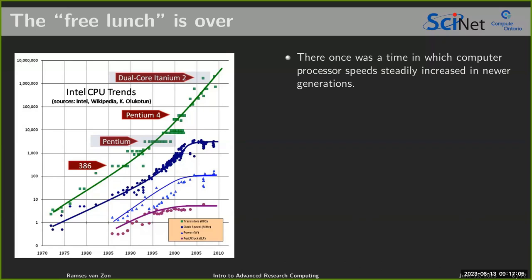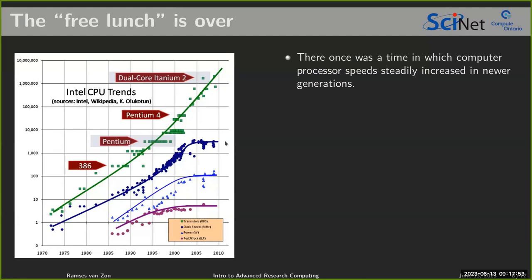So there once was a time in which computers were getting faster very steadily. And so if you had a problem and your computation was too slow, you could actually wait a year and then buy a new computer, and that computer would be twice as fast, and so now it would probably suddenly be possible to do your computation. That's because the processor speeds themselves were increasing. The picture doesn't entirely show it because the axes aren't that great, but this blue line here shows how fast processors are running in megahertz. And you see that after about 2003 or so, it plateaued.